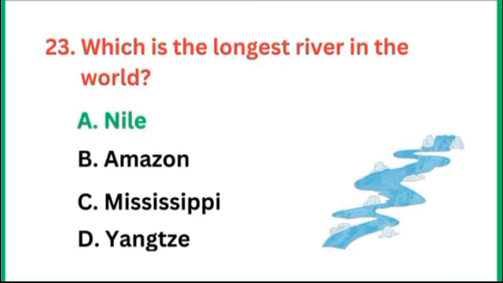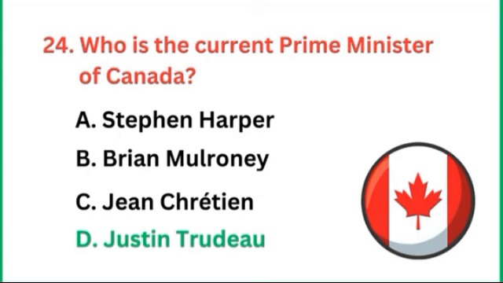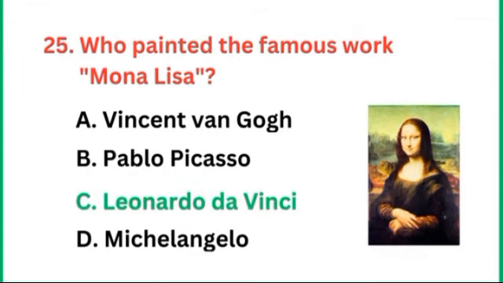Question number 23, which is the longest river in the world? Right option is A, Nile. Question number 24, who is the current Prime Minister of Canada? Right option is D, Justin Trudeau. Question number 25, who painted the famous work Mona Lisa? Right option is C, Leonardo da Vinci.